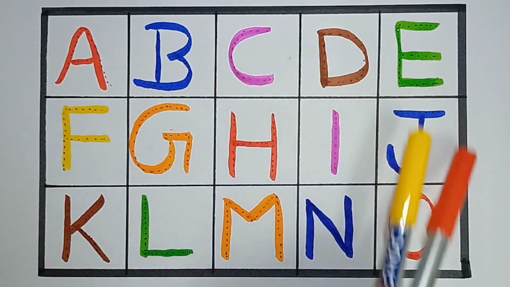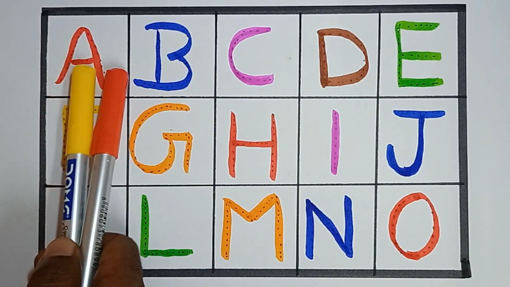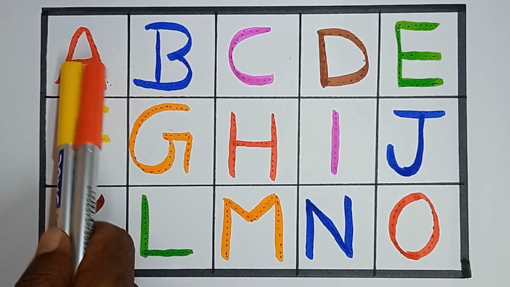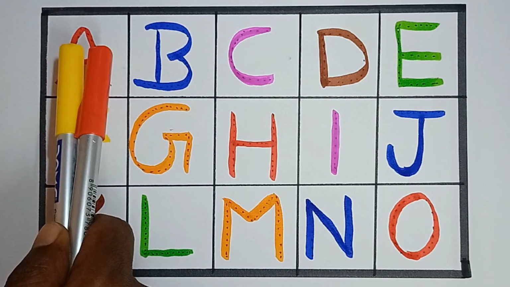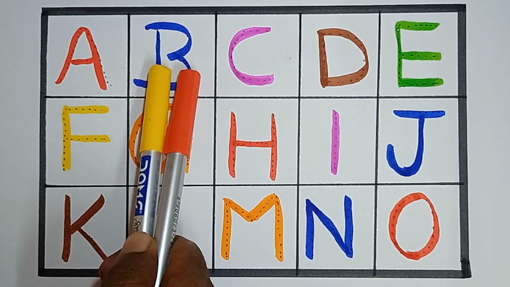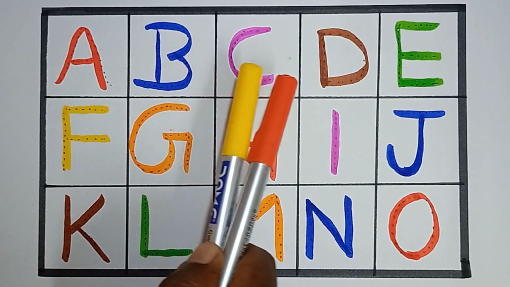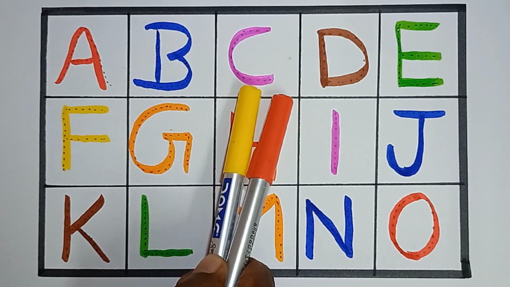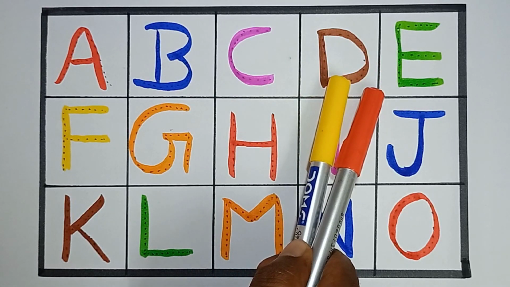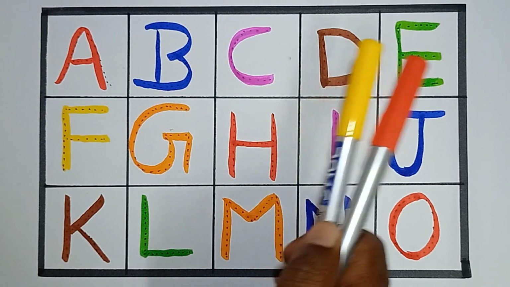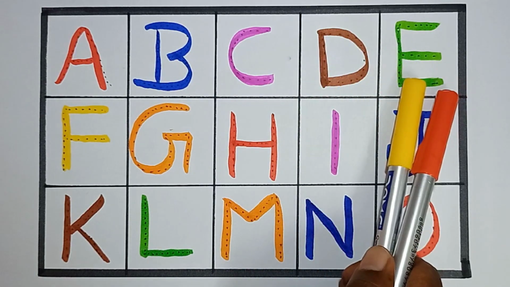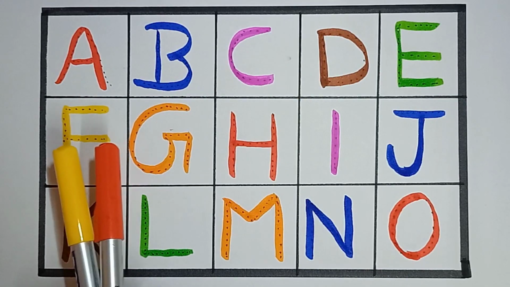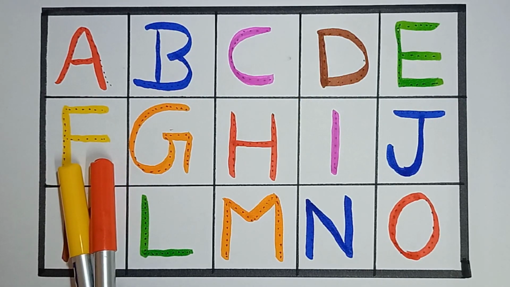Let's learn A to O. Hello kids, you say it with me. A. A for apple. B. B for ball. C. C for cat. D. D for dog. E. E for elephant. F. F for fish.